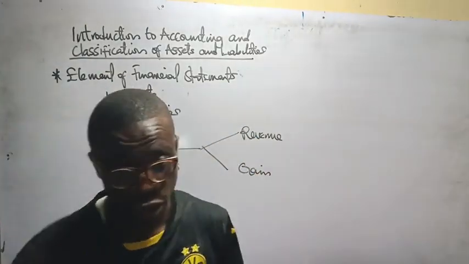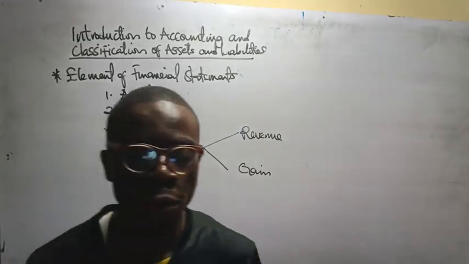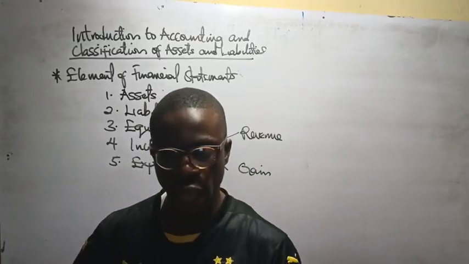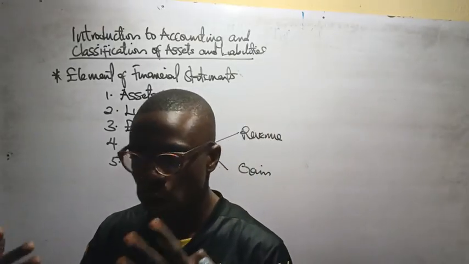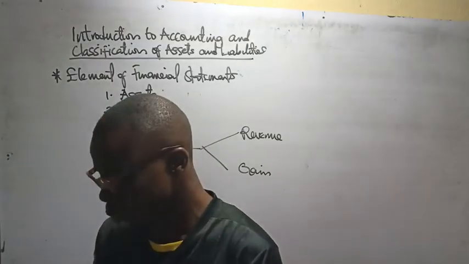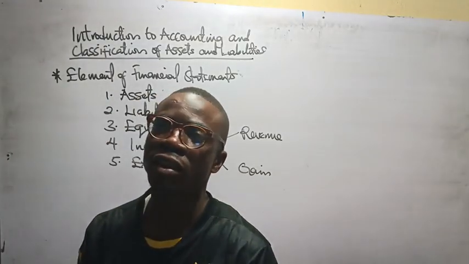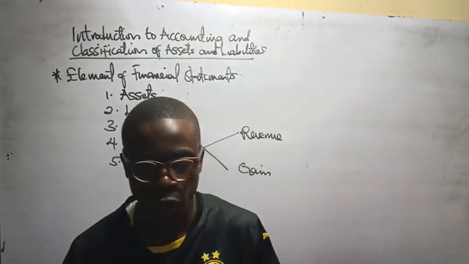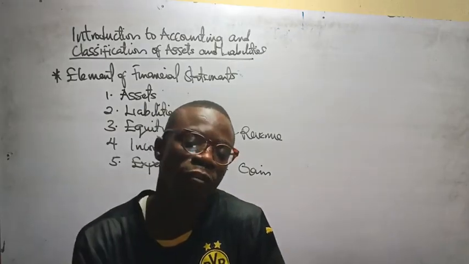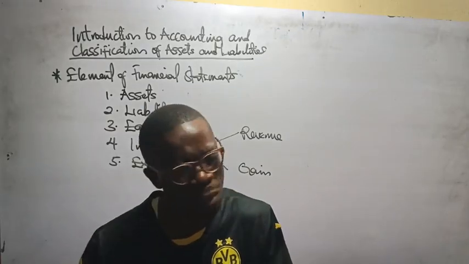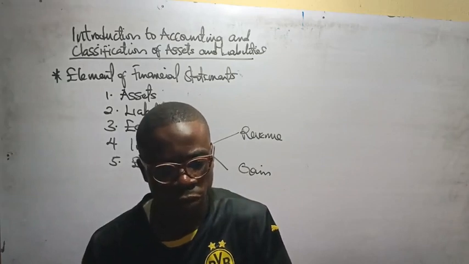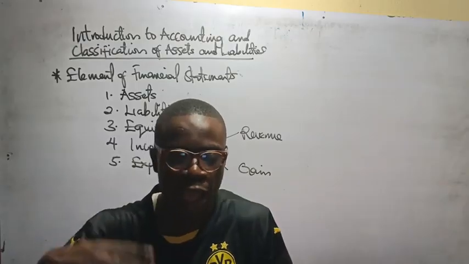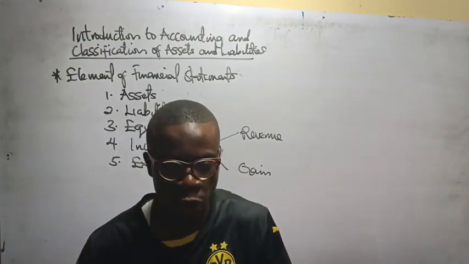Now, what do we mean by revenue? Revenue is income that arises from your ordinary course of doing business. Let me explain. Let's say I'm into educational services. That means all the tuition fees paid to me are my revenue, because my ordinary course of doing business is to provide educational services.